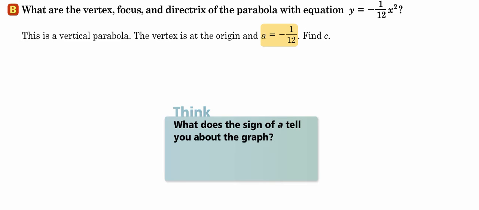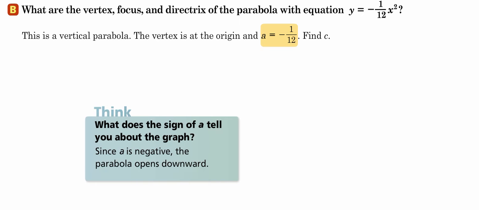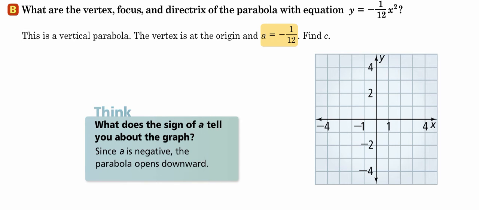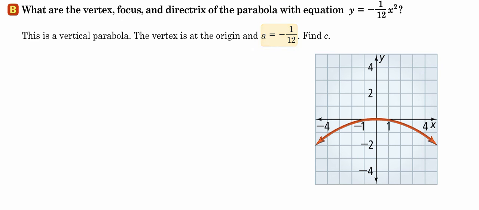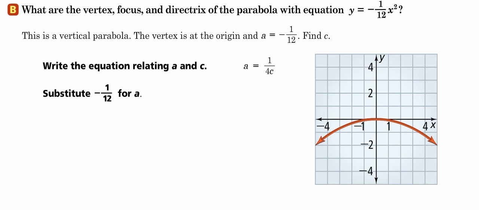What does the sign of a tell you about the graph? Since a is negative, the parabola opens downward. Graph the parabola. Write the equation relating a and c. Now substitute -1/12 for a.